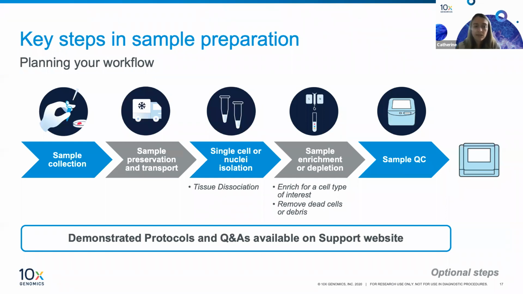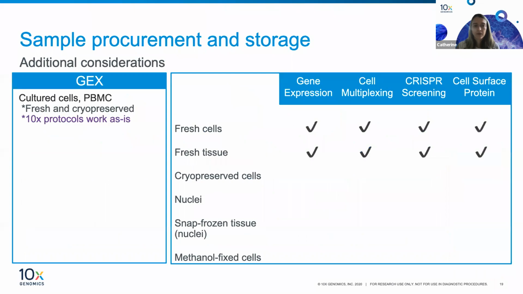So now let's look back at our sample preparation workflow and some of the key steps and considerations here. First of all, let's look at sample types. The best input into a single cell assay is fresh cells or tissue. If that's not possible, of course it's not always, then your next best option is cryopreserved cells.